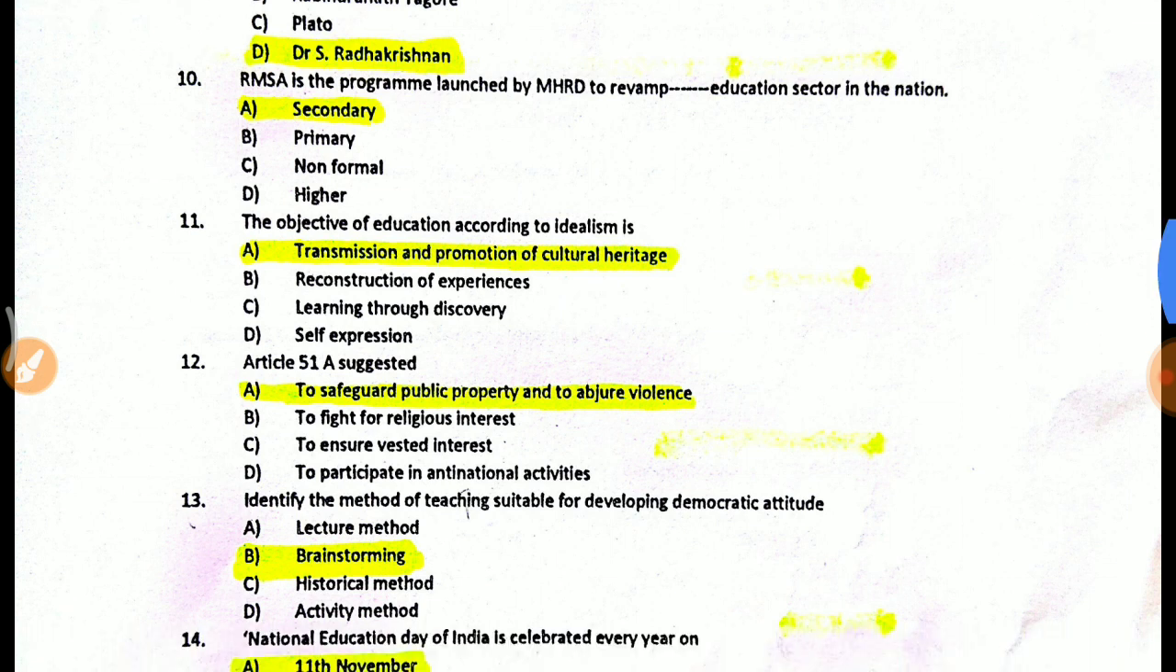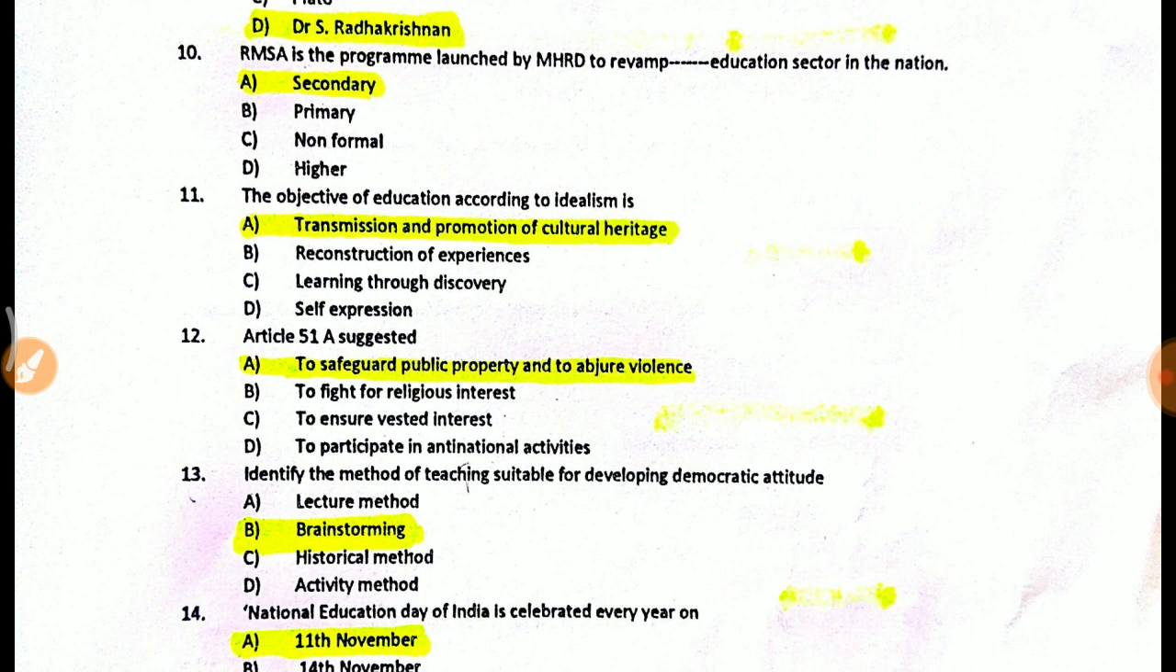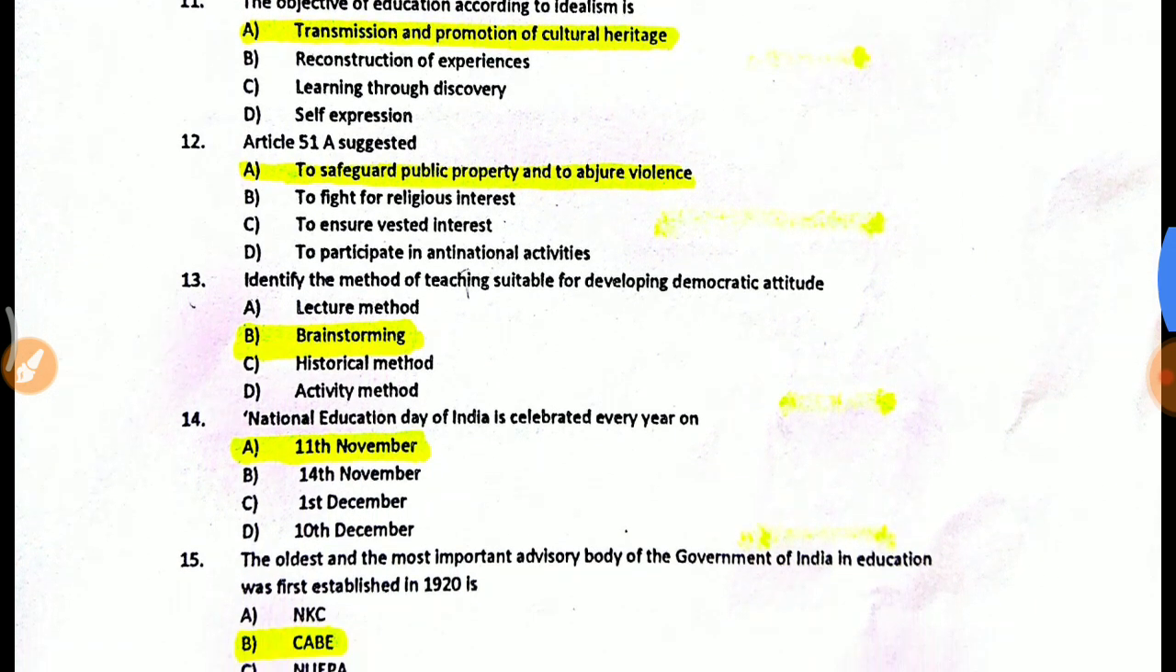The objective of education according to idealism is transmission and promotion of cultural heritage. Article 51 suggests to safeguard public property and abjure violence. It's one of the parts of Article 51.